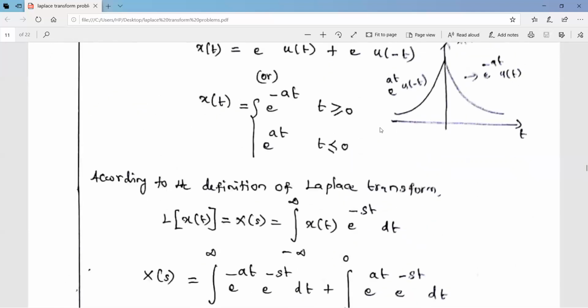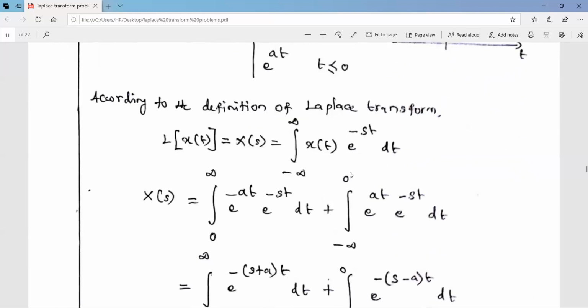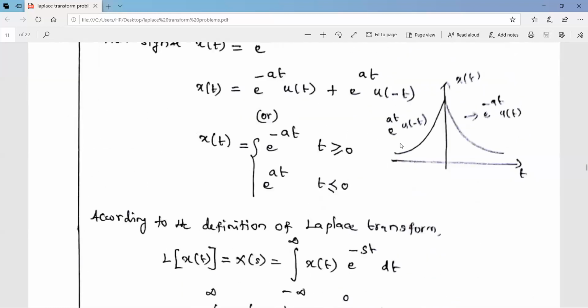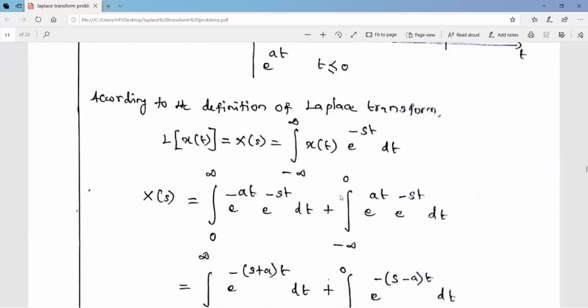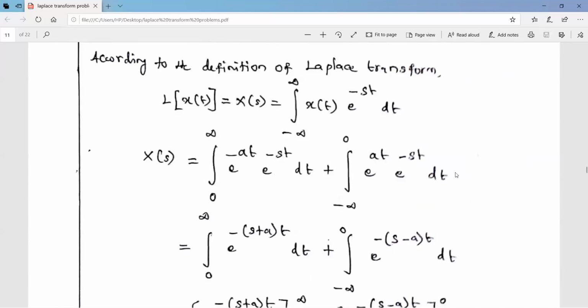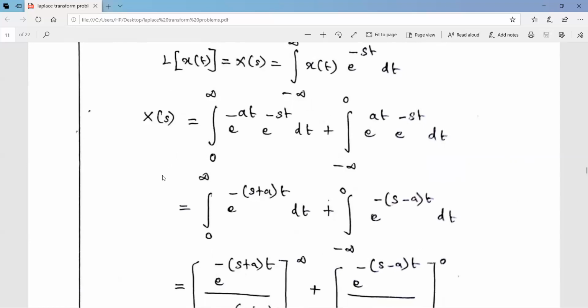So for this negative region, for this negative x-axis, for minus infinity to 0, what is the waveform? This waveform is a e power at. So e power at, e power minus st into dt. Okay, that's all. So this split up is important. For the positive time axis, it will work as an exponentially decaying e power minus at. For the negative time axis, it will work as an exponentially rising. Okay, that's all.